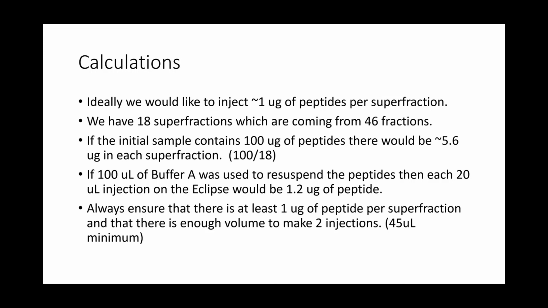We want to ensure that there's at least 1 microgram of peptide injected per superfraction, and there's enough to make 2 injections. So we would want at least 45 microliters minimum used to resuspend, so that if 1 injection messes up, we still have 1 more to go.